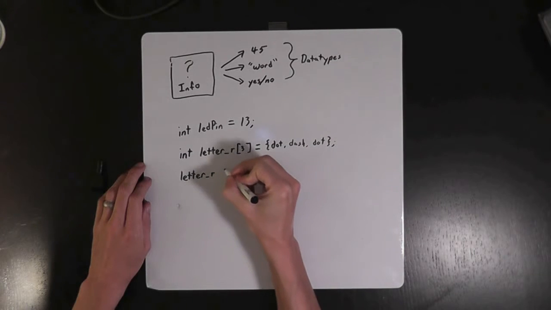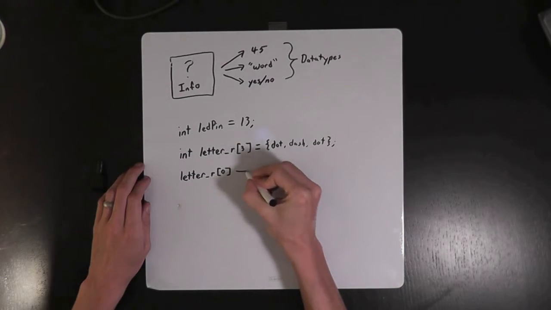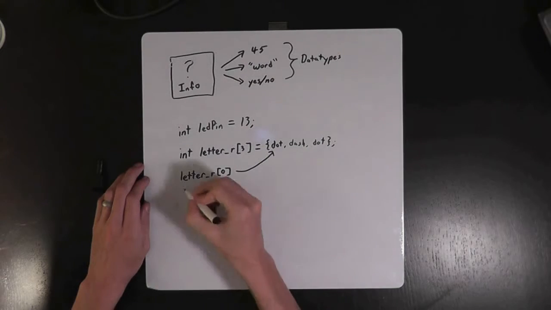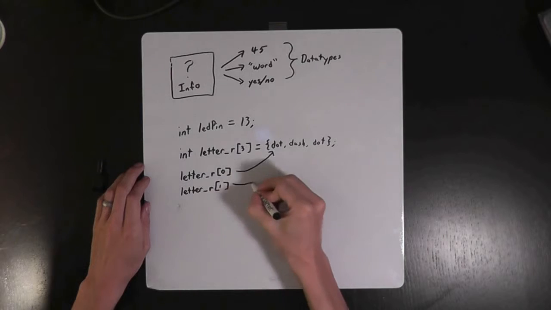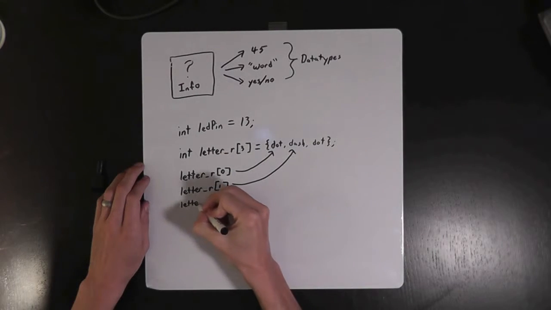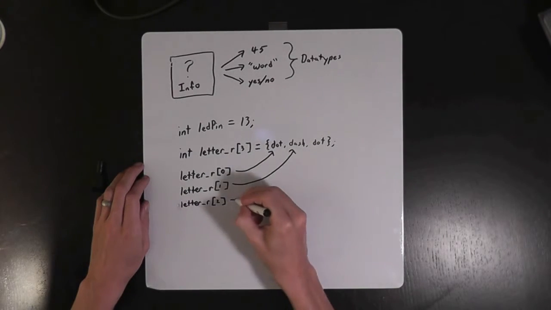To reference the first value, for example, we would use the name of the array followed by a bracketed 0. If we wanted the second value, we do the same thing, but with a bracketed 1 instead. And of course, a bracketed 2 is needed for this final element.